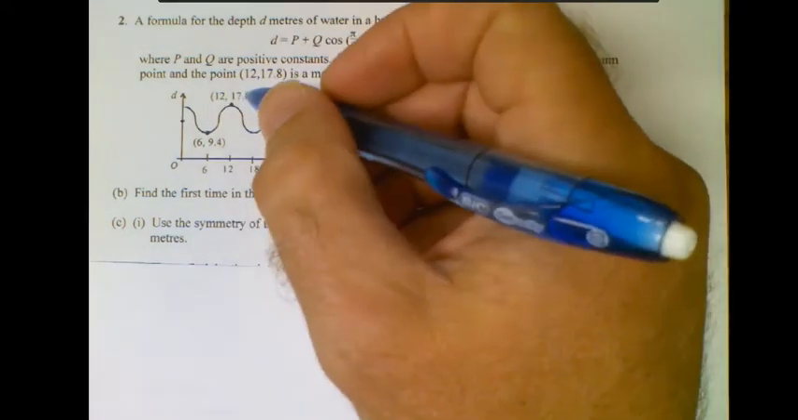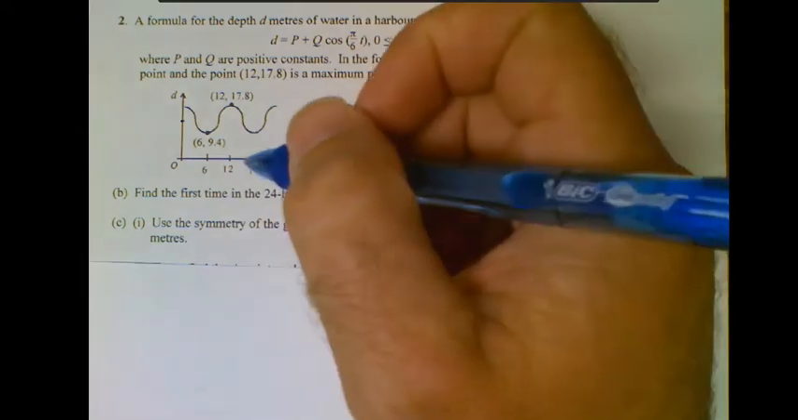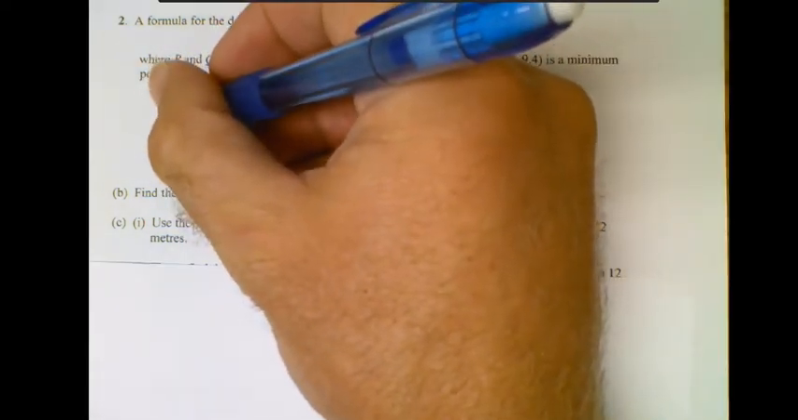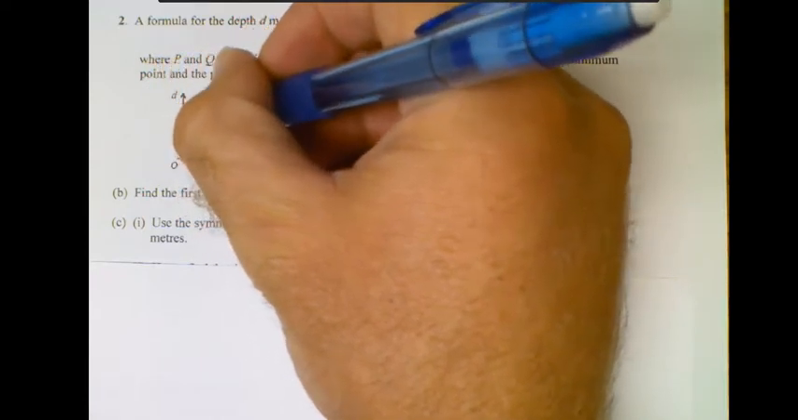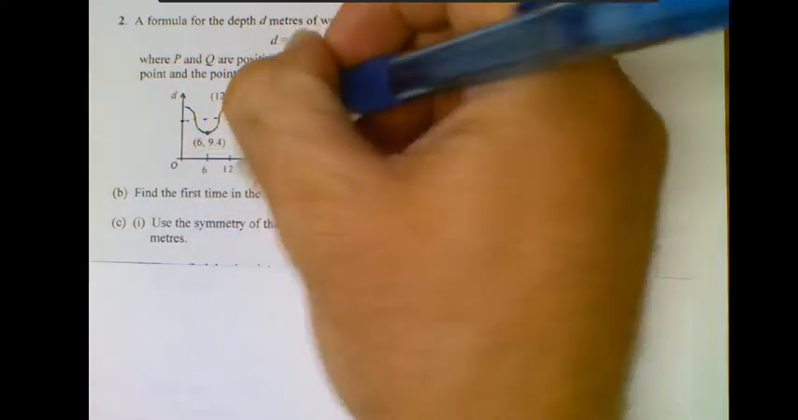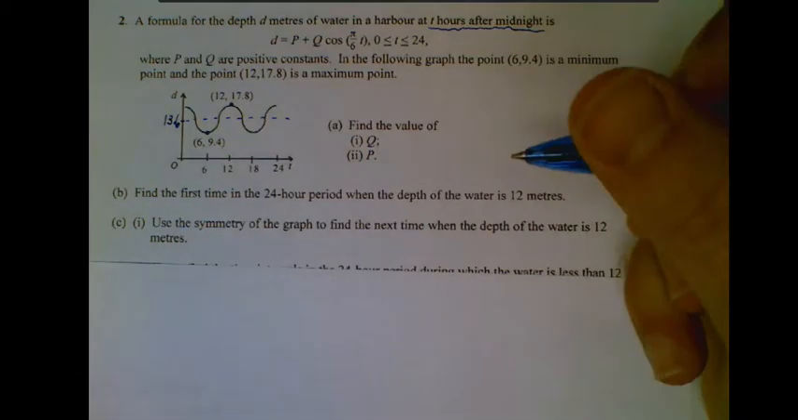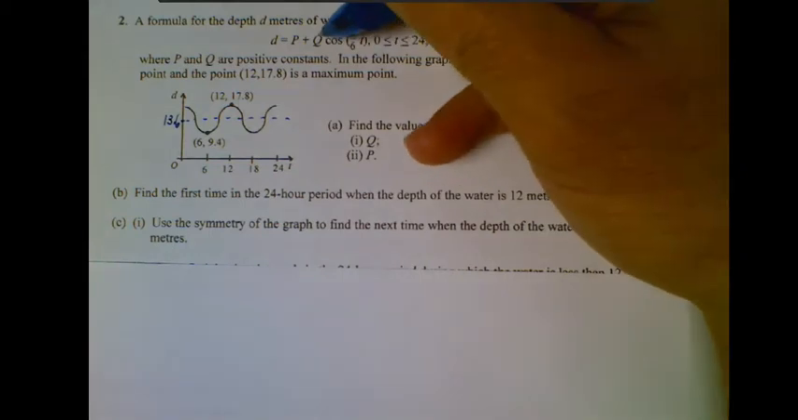By finding the average of those two Y values, adding them up and dividing by 2, I can see that 13.6 is the midline or the center of this graph right here. So that line represents 13.6 on the Y. So here's where the Q value comes in.